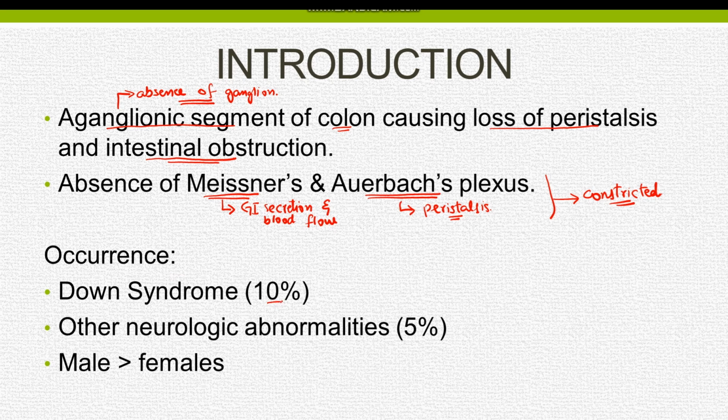Almost 10% of the cases of Hirschsprung disease are associated with Down syndrome, whereas 5% are associated with other severe neurological abnormalities. Males are more commonly affected than females, but disease in females is more extensive than in males.